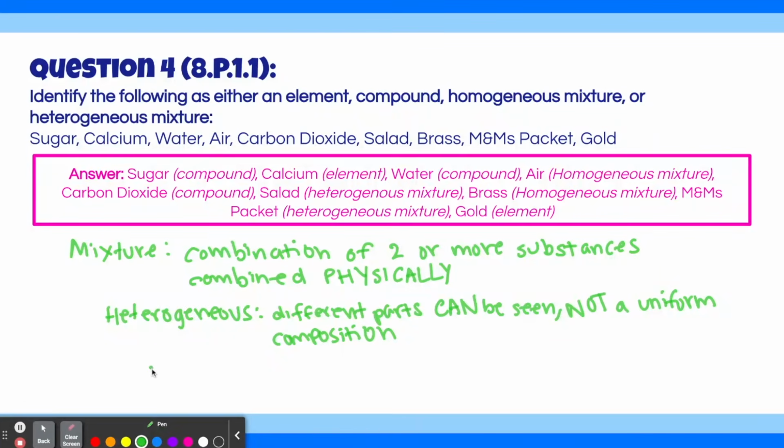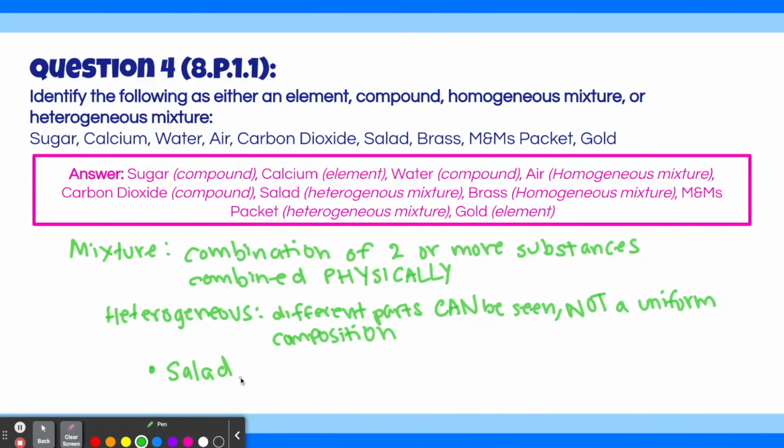So the heterogeneous mixtures in this question are a salad. In a salad, even if you take two spoons, let's say, of the same salad, the salad may have lettuce, tomatoes, and spinach, for example. The two spoons are not going to have the exact same amounts of lettuce, tomatoes, and spinach, and that's why it's a heterogeneous mixture and not a homogeneous one. Also, you can see the different parts. You can see that there is lettuce, there are tomatoes, and there is spinach. You can see the different parts, and that's what makes it heterogeneous.